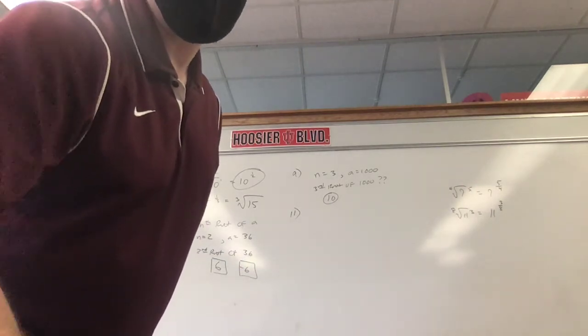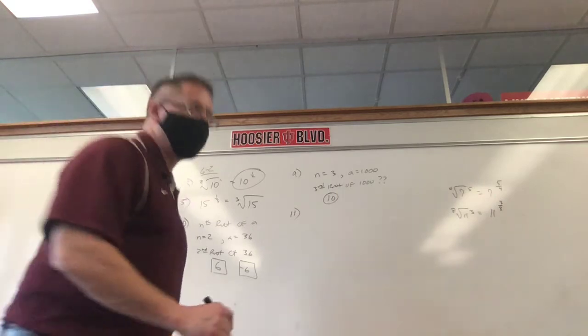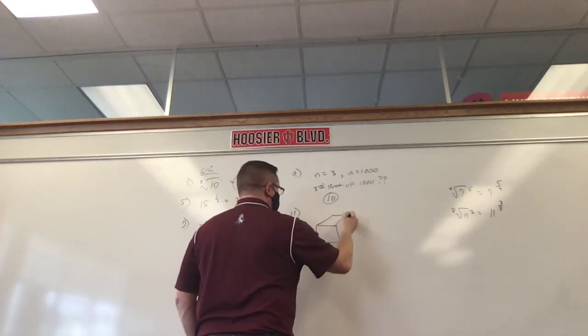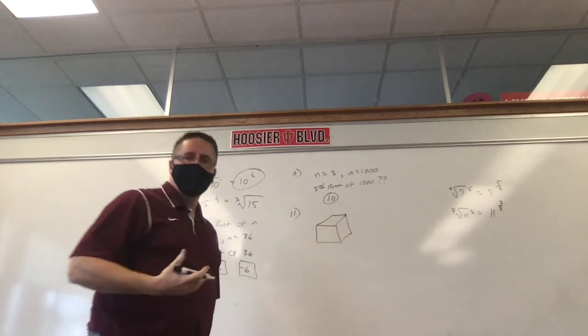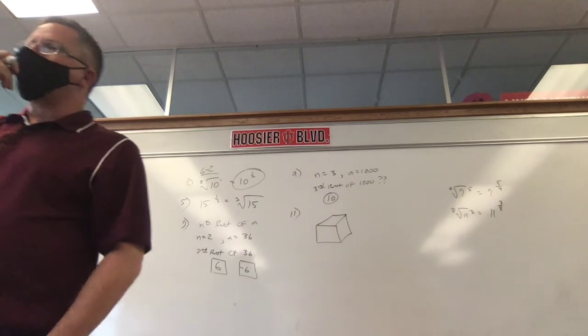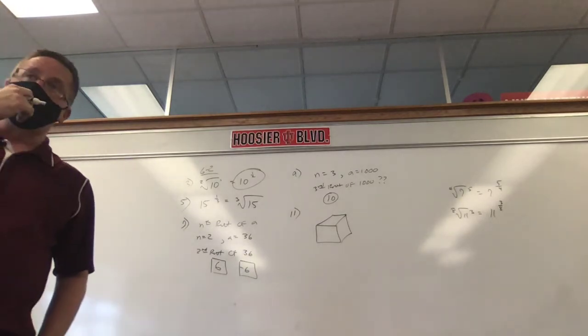Number 11. Okay. They give you a picture of a box. Here's an application. Hunter Sowers was asking earlier, how can we ever use this? This is a cube. I want to make sure you understand what a cube is, okay? A cube is kind of like a box, but it's a special kind of a box.